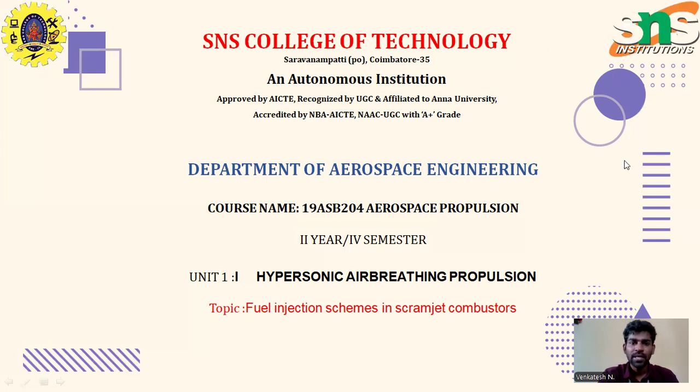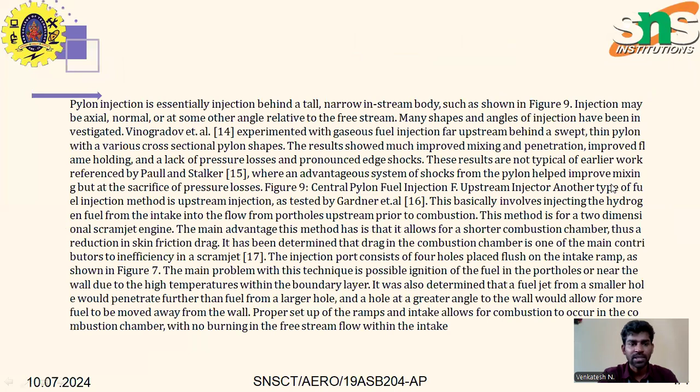The fuel injection of the scramjet engines is essentially behind a tall and narrow streamlined body, and the injection may be axial, normal, or at an angle relative to the free stream. Many shapes and angles of injection have been investigated and experimented with, including gaseous fuel injection from upstream swept thin pylons with various cross-sectional pylon shapes.